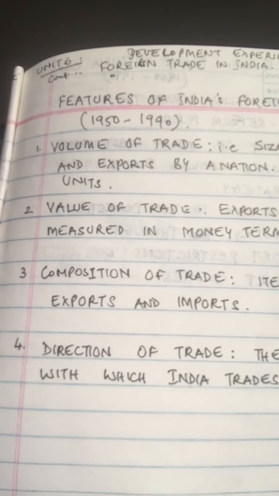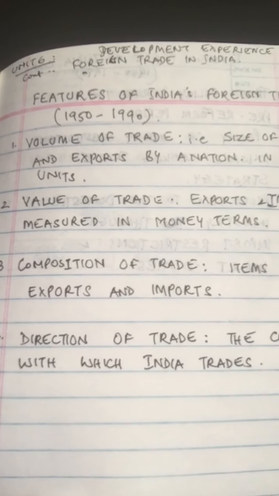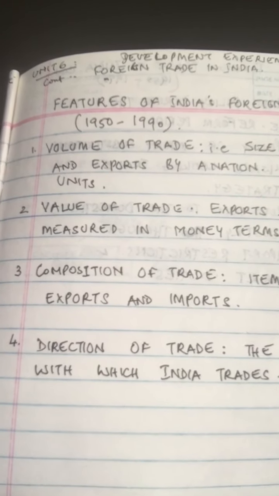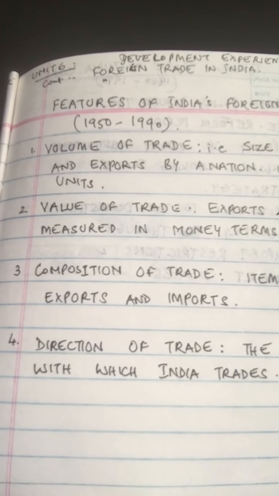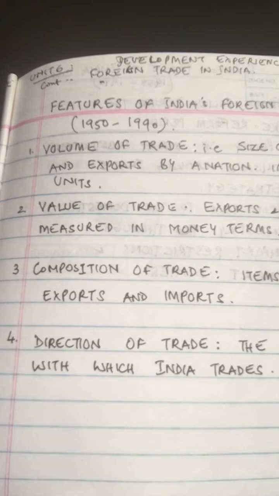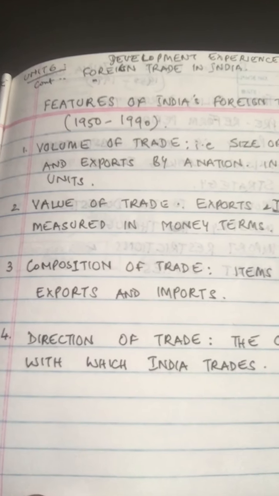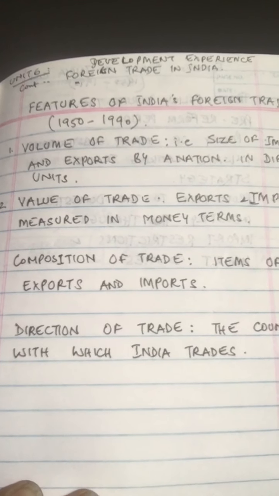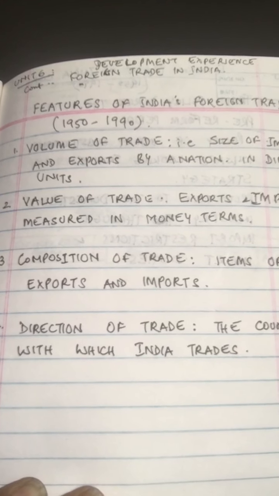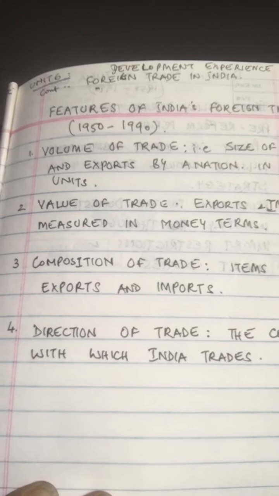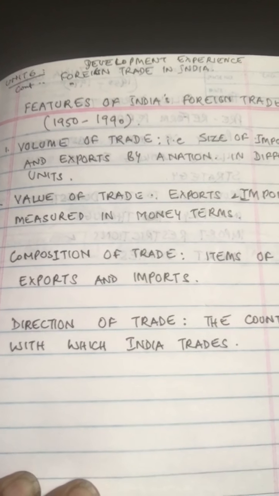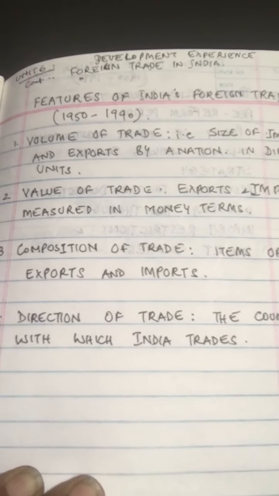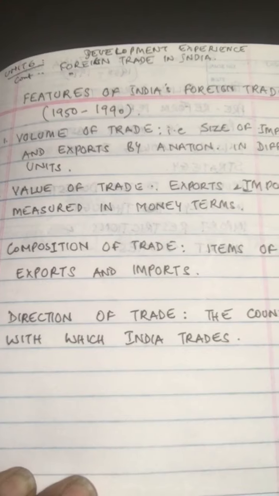So features of India's foreign trade, as you see, the period is again 1950 to 1990. Volume, of course, refers to the size of imports and exports by a nation. Since exported and imported items are of different types and expressed in different units, it is not possible to find the aggregate sum of all physical units. So exports and imports are measured in money terms, and the sum of these money values makes up the value of trade.